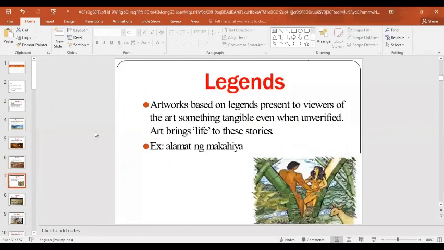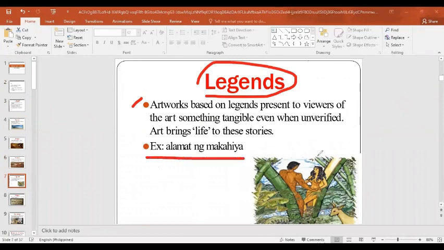So next, we have legends. Artworks based on legends present to viewers of the art something tangible even when unverified. Art brings life to these stories. An example ng mga legends natin, we have Alamat ng Makahiya or can be like this, si Malakas at si Maganda. Pwede din yung Excalibur. Okay?